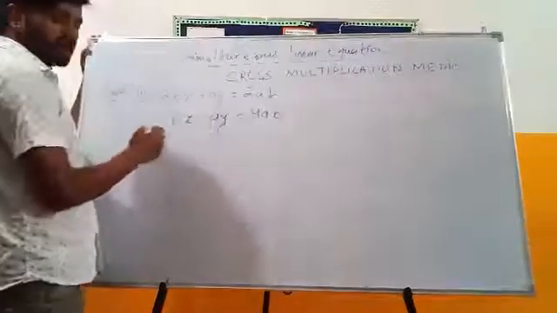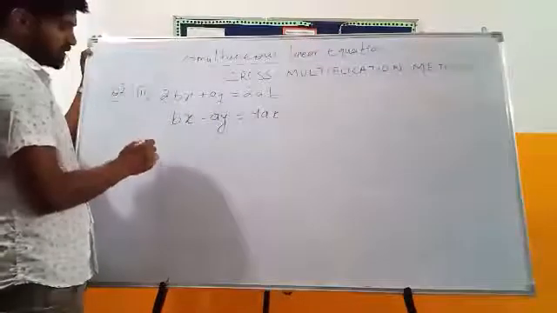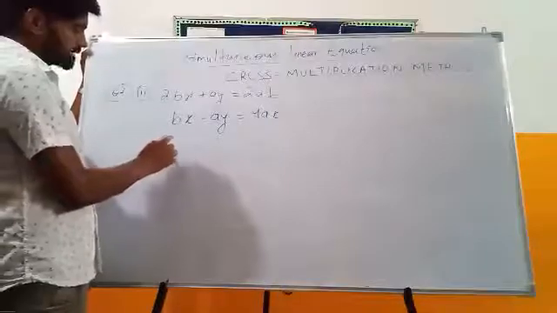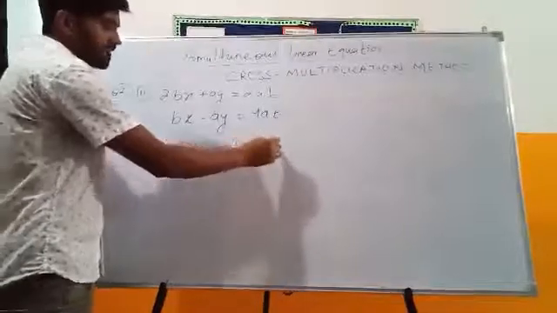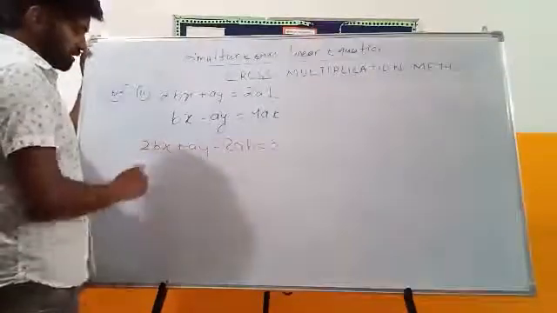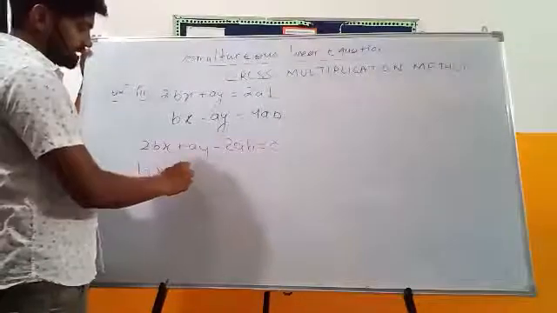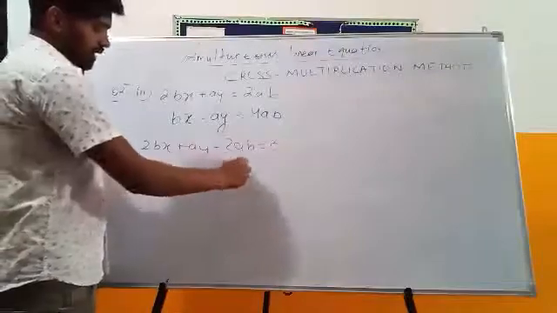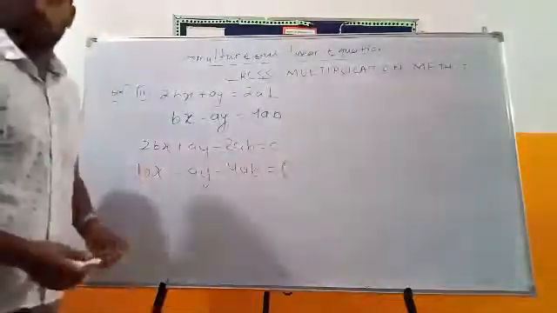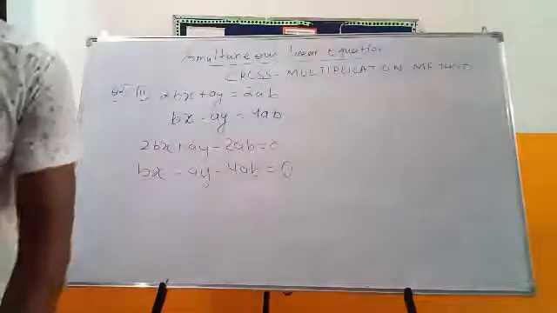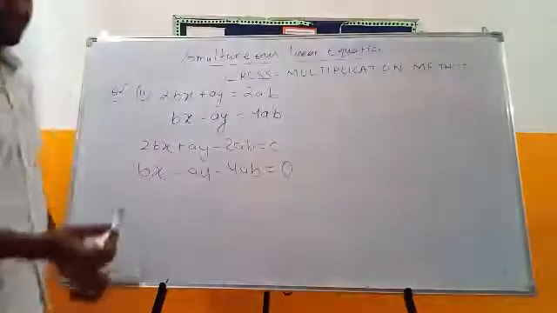I'm gonna make this a proper equation first. So 2bx plus ay minus 2ab. I'm shifting everything on one side. If you guys notice that, bx minus ay minus 4ab equals to 0. Is there a problem? I don't think so. Is there a problem? No.